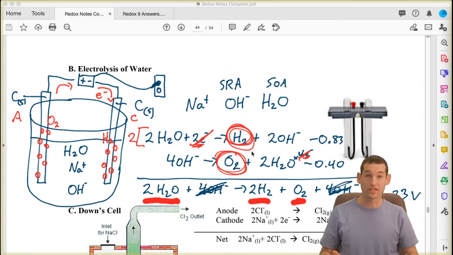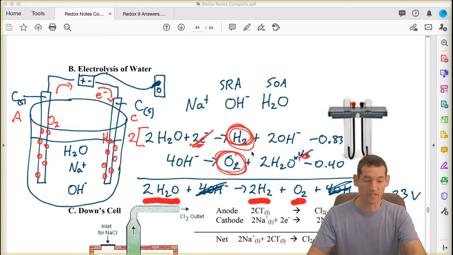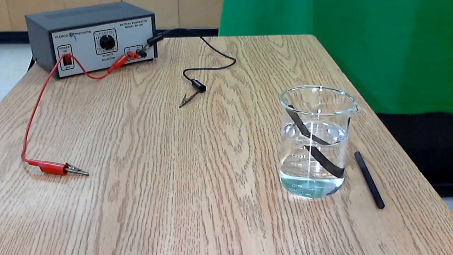Okay, so that's electrolysis. Nothing new about figuring out what's going on. One good thing to point out here is make sure you know how to predict the gas being produced and where it's going to be, and this is kind of what it's going to look like. Okay, now let me see if I can show you it in practice.